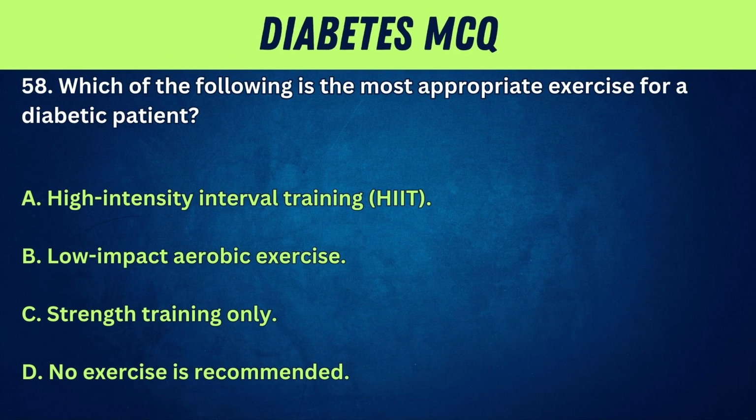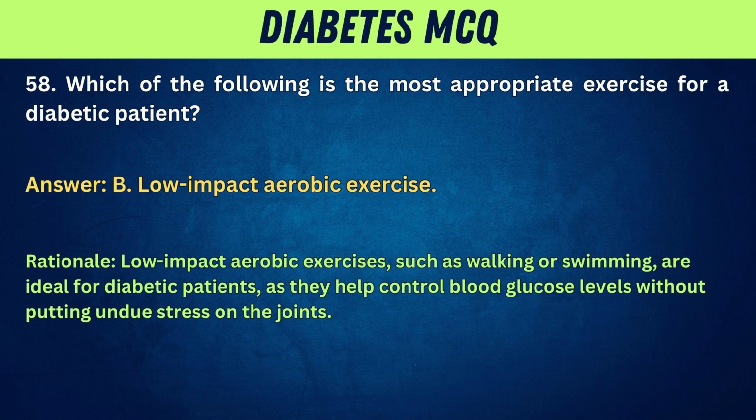58. Which of the following is the most appropriate exercise for a diabetic patient? A. High-intensity interval training, HIIT. B. Low-impact aerobic exercise. C. Strength training only. D. No exercise is recommended. Answer: B. Low-impact aerobic exercise. Rationale: low-impact aerobic exercises, such as walking or swimming, are ideal for diabetic patients, as they help control blood glucose levels without putting undue stress on the joints.